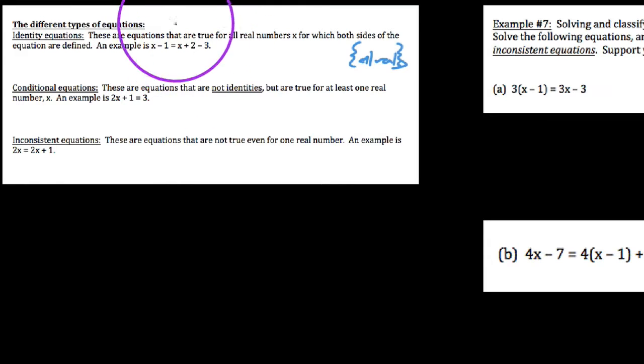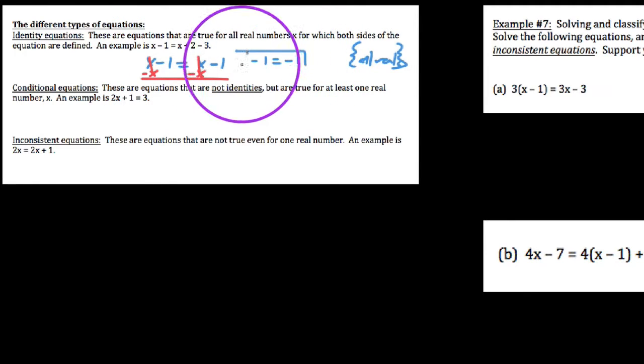An example of an identity equation is x minus 1 is equal to x plus 2 minus 3. The reason is that when you simplify the right side, you get x minus 1 is equal to x minus 1. Solving this is actually what I want to do here. Let's subtract x from both sides to get all our x's on one side. You get the statement negative 1 equals negative 1.